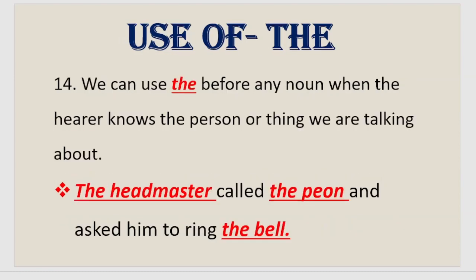Next, we use the before a noun when the hearer knows the person or thing we are talking about. For example, the headmaster called the peon and asked him to ring the bell. Here, both the speaker and the hearer know the headmaster and the peon. And the bell means the school bell.